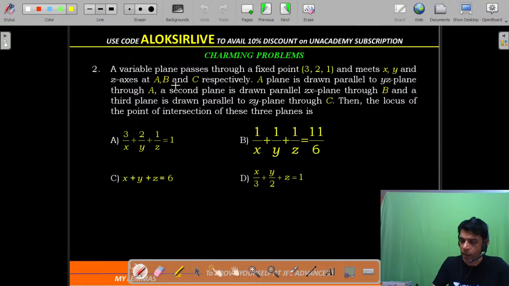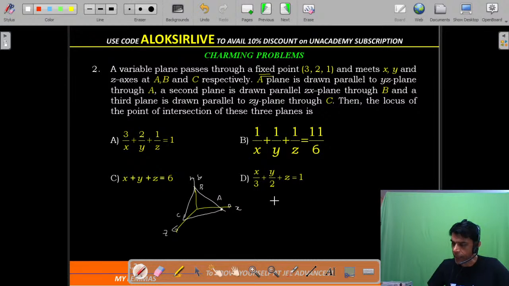Now this is an easy one. A variable plane passes through a fixed point. The only thing, it takes a long time to read. So the question says that there is a variable plane and it meets the x, y, z axes. I will choose my x to be here, my y here, and my z here. So this is A, B, and C, and you are writing that x over A plus y over B plus z over C equal to 1.